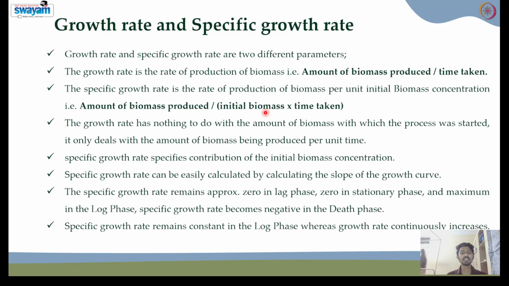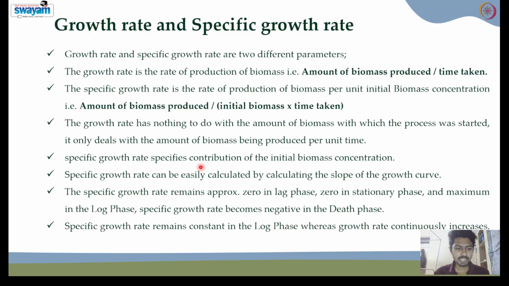So the growth rate has nothing to do with the amount of biomass with which the process was started. It only deals with the amount of biomass that is produced in a particular time interval. Specific growth rate specifies the contribution of the initial biomass. It takes into account the contribution of this initial biomass concentration.